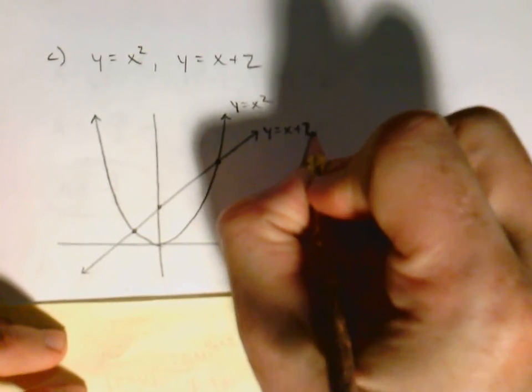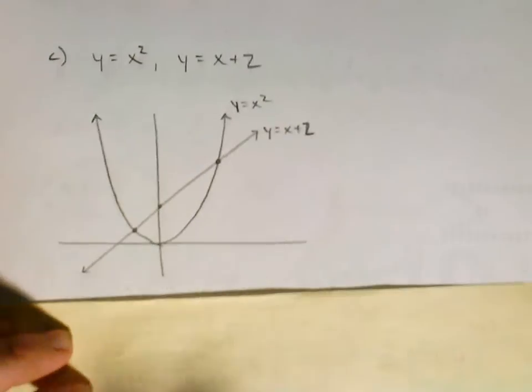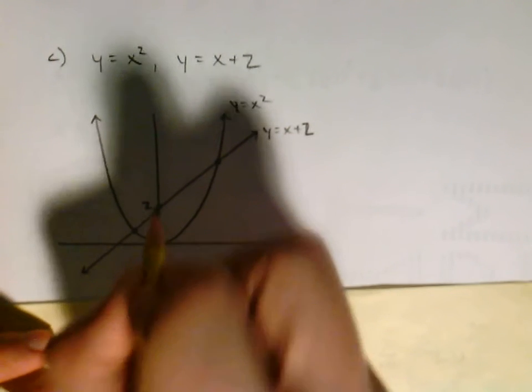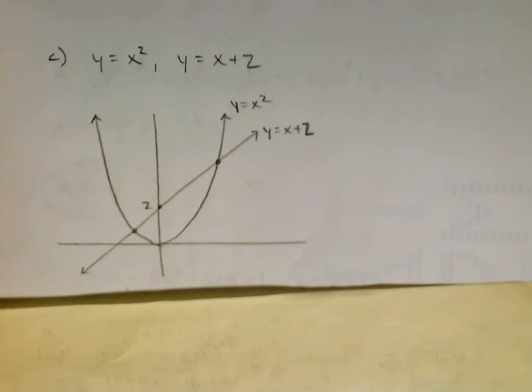This is x plus 2. Same line, x plus 2. Okay. It goes through 2 right there, right? Well, if these are the only two curves, then what is the region? What is the region bound by the curves?